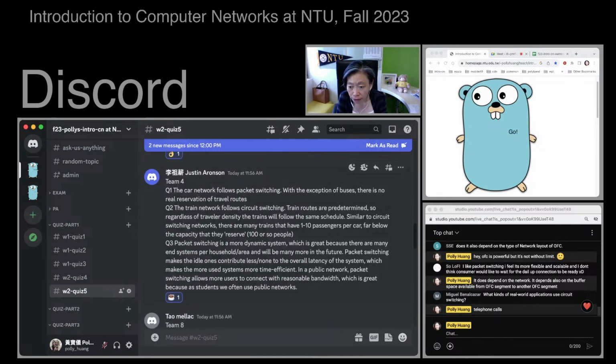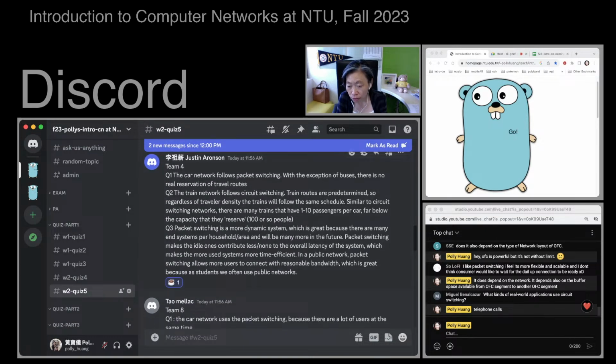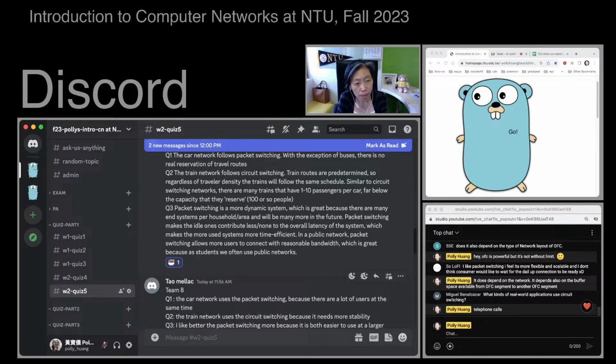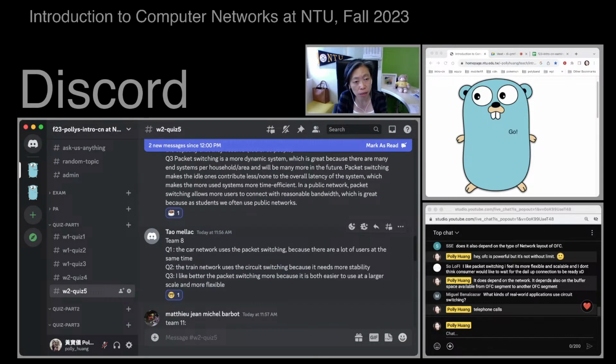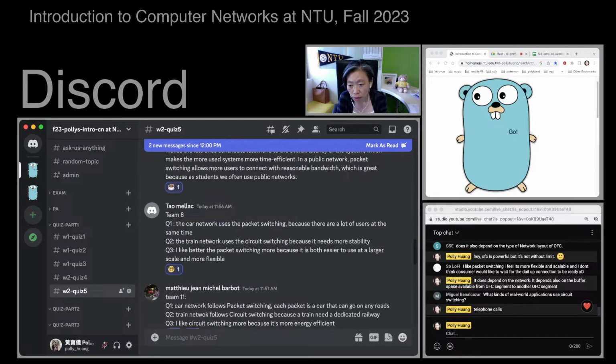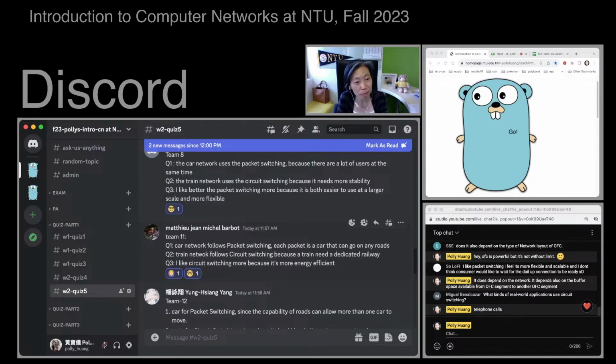And something that I find interesting is this. Most of you like packet switching because it seems it can serve more people. But there's a very interesting argument for circuit switching, in addition to being more consistent and predictable. Look at this. Team 11, Matthew here, says he likes circuit switching more because it's more energy efficient.